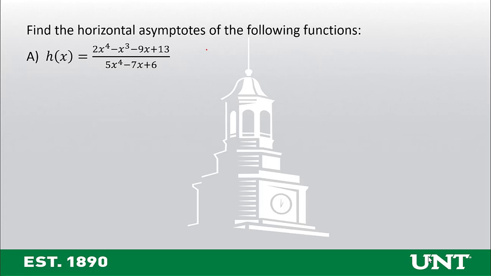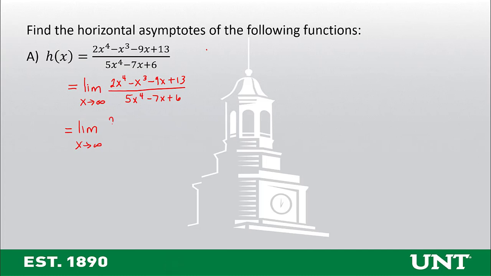Find the horizontal asymptotes of the following functions. h of x equals 2x to the fourth minus x cubed minus 9x plus 13 divided by 5x to the fourth minus 7x plus 6. We take the limit as x approaches infinity or negative infinity to find horizontal asymptotes. To find the limit, let's factor out from both the numerator and the denominator separately the highest degree term.